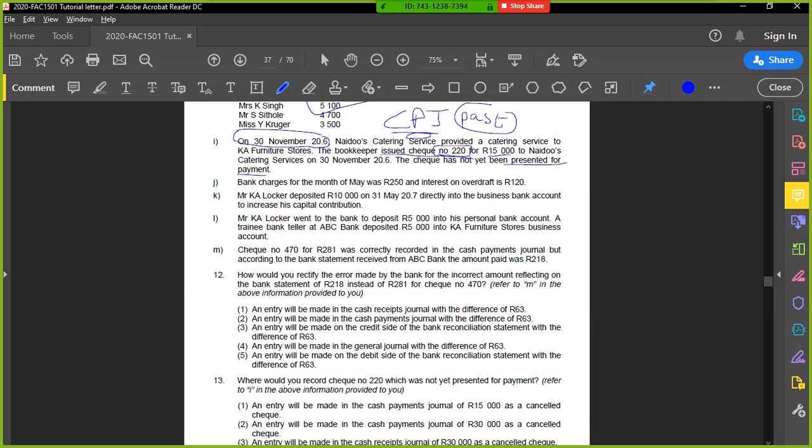Just check those amounts. 250, 120, good. Okay, next. Locker deposit 10,000 on the 31st of May directly into the business bank account to increase his capital contribution. Okay, what is this? Adjust to reconcile.